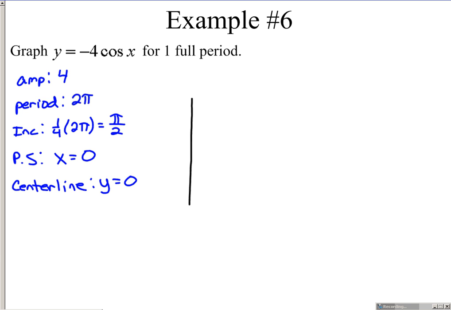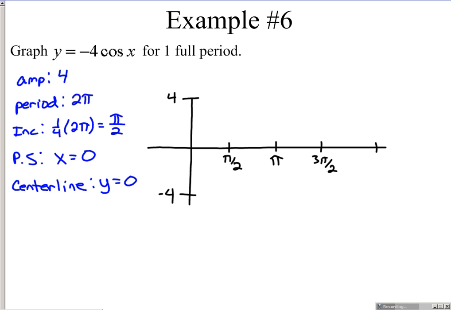There is no phase shift. It's at 0, so I can draw my y-axis in right away this time. Amplitude, this goes up to 4, goes down to negative 4. Increment is pi over 2, and we're starting at 0, so 0 plus pi over 2. Pi over 2 plus pi over 2. Pi plus pi over 2. And 3 pi over 2 plus pi over 2.